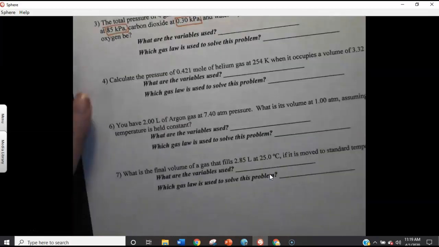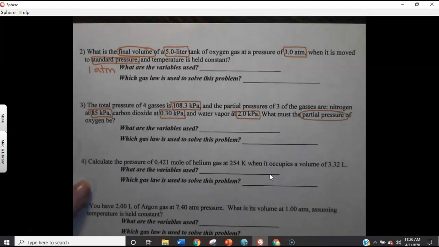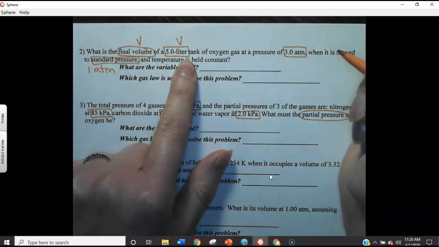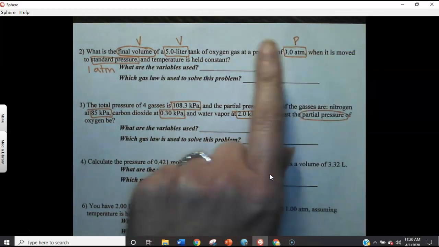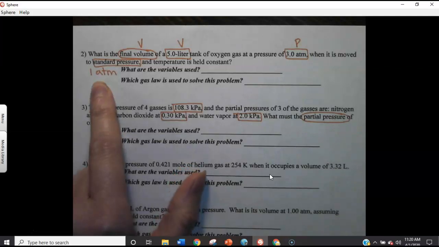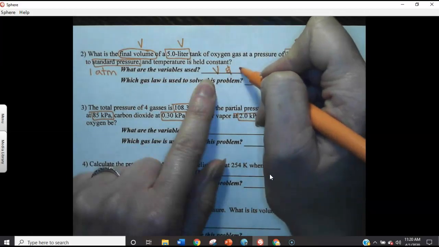All right, let's look at number 2 on the next page. I've already boxed and circled number 2. So what is the final volume? I've got a volume in liters, which is volume. Pressure, in ATM. And it's moved to a standard pressure, which I know is 1 ATM, because it's on the back of my periodic table. So what are the variables used? I have 2 volumes and 2 pressures.